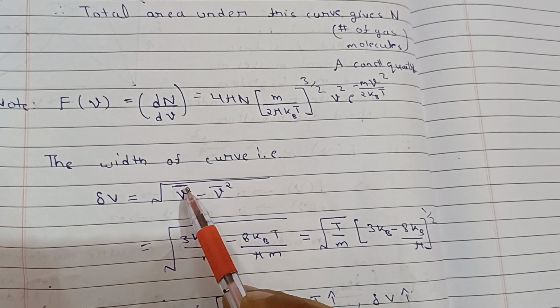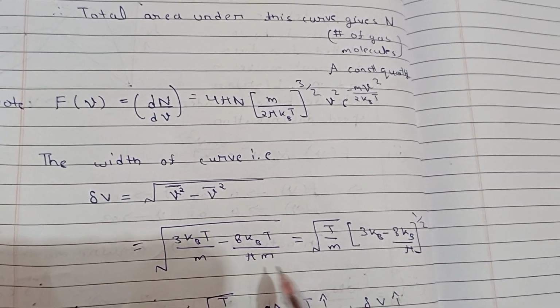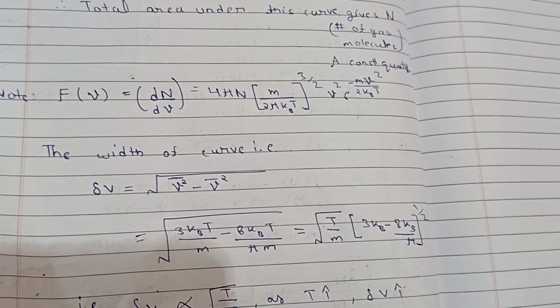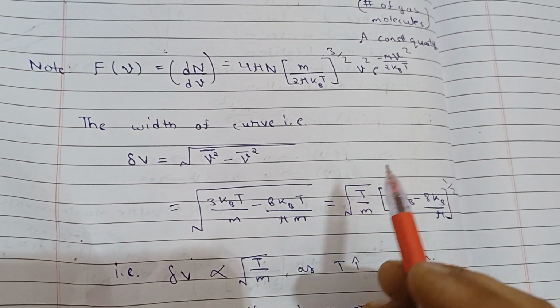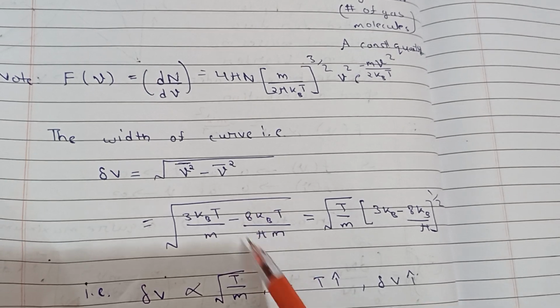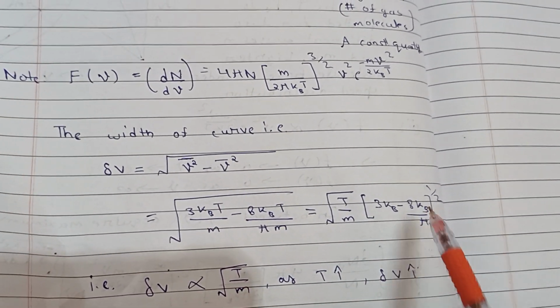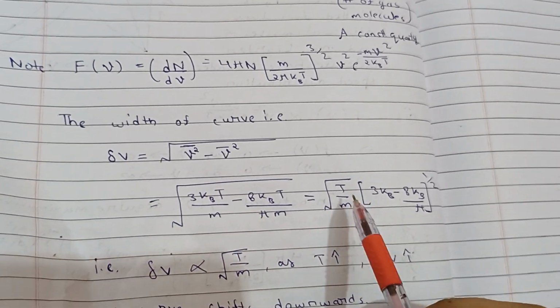Now we know this is the RMS speed square, so it is 3kT by m, and this is the average speed square, that is 8kT by pi m. We will study in the next lecture the average speed, most probable speed, and the RMS speed in detail. But for now just remember the average speed is this, and the square of the average speed is this. Take the square root with kT by m common, and it will be this.